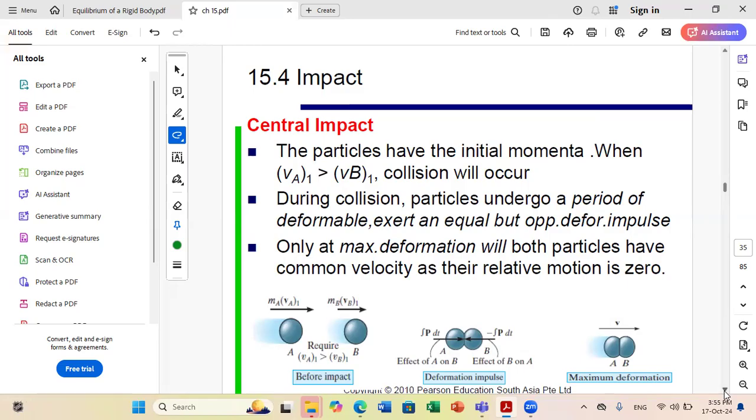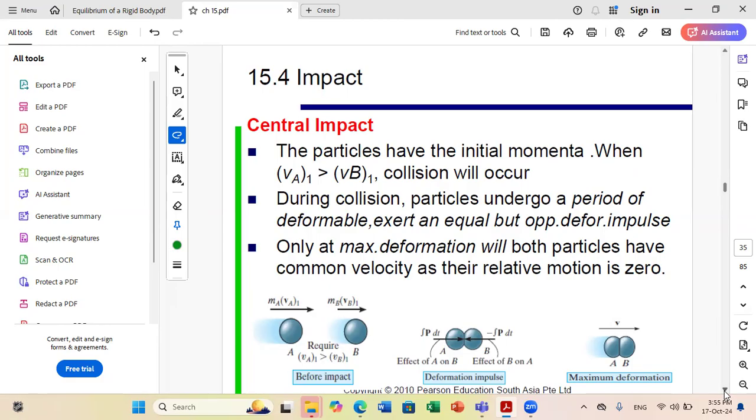Okay. So let us take first the example of central impact. Let us consider that the velocities are along the line of impact and collision will take place. Now, what will happen during collision? We'll have a certain period of deformation. Only at maximum deformation, both particles will have a common velocity. At this instant of maximum deformation, we can consider them to have the same V.